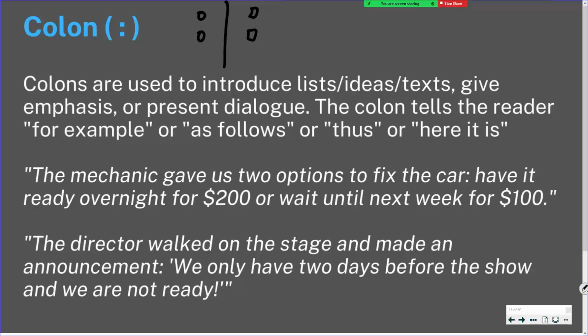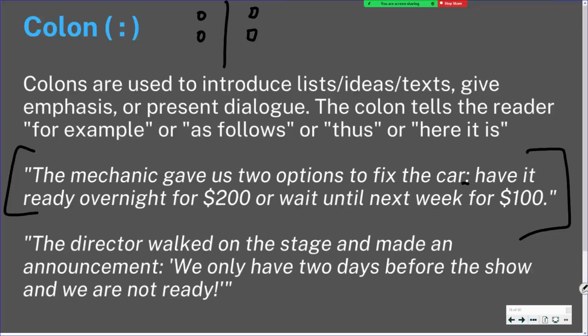So here's an example. The mechanic gave us two options to fix the car, colon. Have it repaired and ready overnight for $200, or wait until the next week for $100. So the colon is like, he gave us two options, here they are. That's when it introduces an idea or a list. In this case, the list has two things.